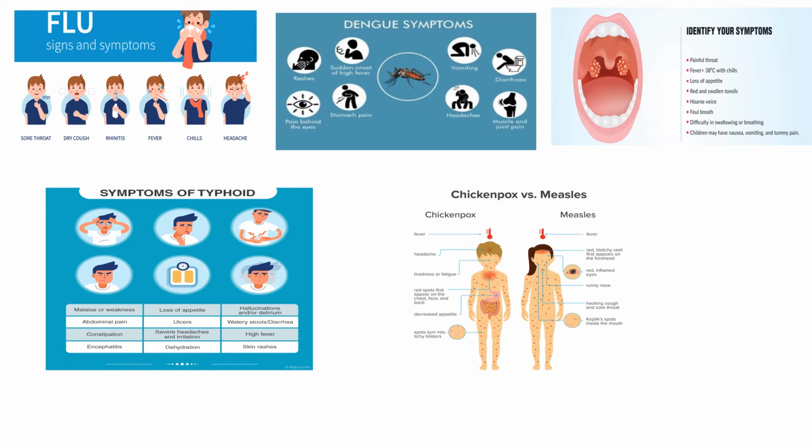If fever is associated with rashes, you can differentiate between chickenpox and measles. In chickenpox, rashes will appear with the fever, and in measles, rashes will appear 2 to 3 days after fever. So depending upon the signs and symptoms, you can differentiate, but mostly laboratory tests will help you to differentiate them more easily.